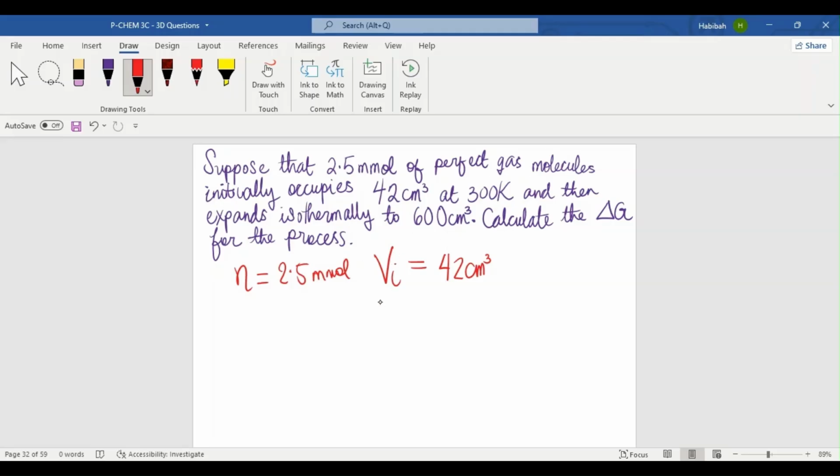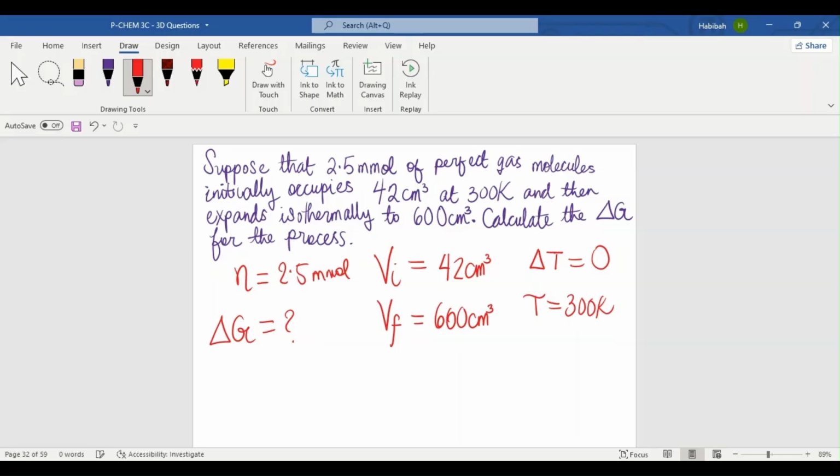So we have an increase in volume. So there's going to be a V final of 600 centimeter cube. This is an isothermal expansion problem, meaning the temperature is going to be constant throughout the entire process. We're told the temperature is 600 Kelvin, and of course, the change in temperature is going to be 0. And we're asked to solve for the change in Gibbs energy.